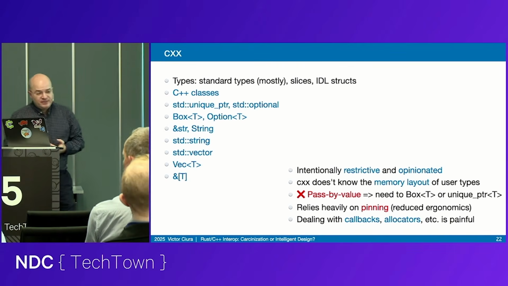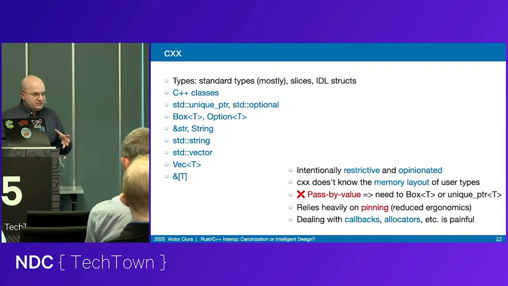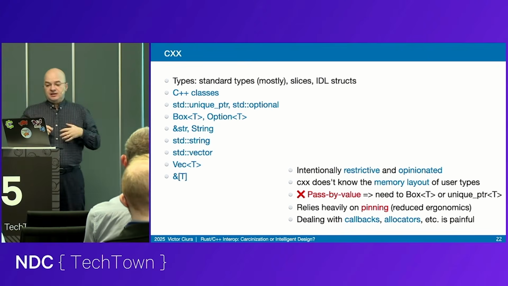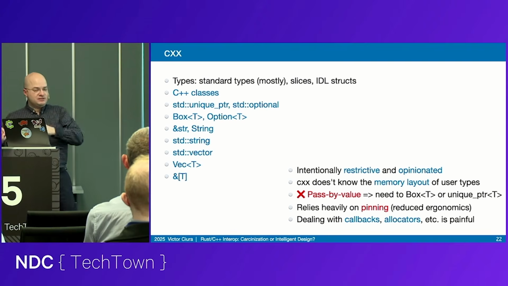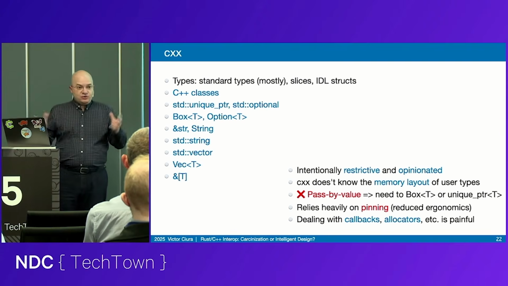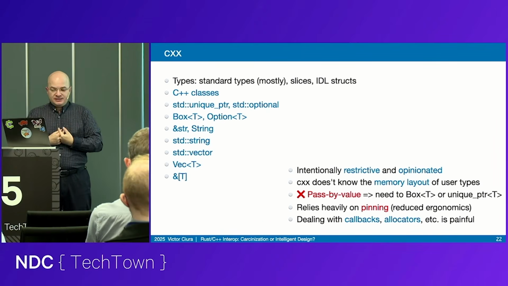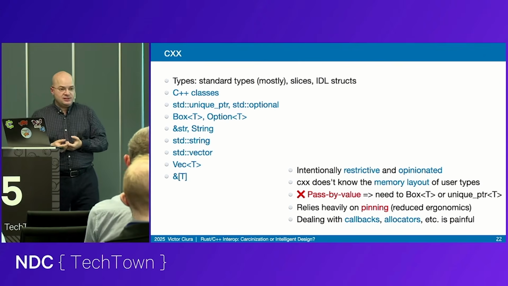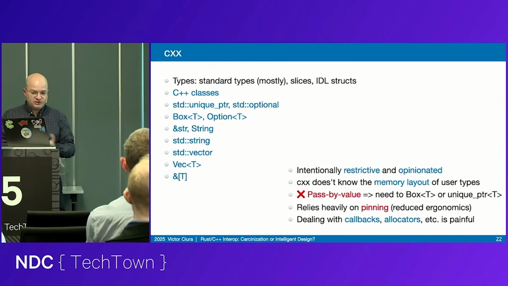This library had to make some trade-offs, had to make some calls, and it's intentionally restrictive, as in the things that it claims it supports, it supports well. So it's restrictive and it's opinionated, as in it made some choices in how it maps semantics from one language to another. And if you don't like it, sorry, this is not configurable, right? And one other thing is that CXX doesn't know about the memory layout of the user types, right? Because of that, you cannot do pass-by-value. So you need to box things around. So that's a major disadvantage.